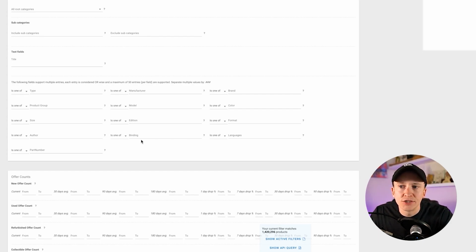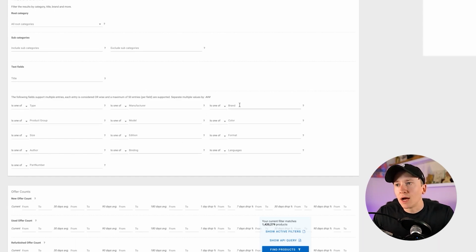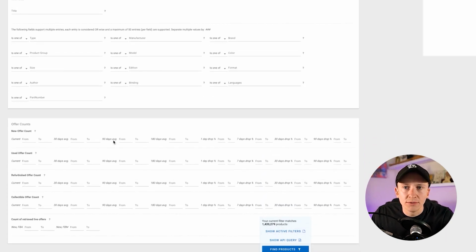Model number, edition, binding. So after binding, you've got brand as an option. If you want to put in the brand of the product, sometimes the brand and the manufacturer may actually be different. You may have a manufacturer such as Nabisco, you may have a brand as Oreo, or you may have Johnson & Johnson as the manufacturer and a different brand as one of their brands underneath their manufacturing label. Also, you can look for color, format, and languages. So a bunch of different ways that you can really hone in on those searches.